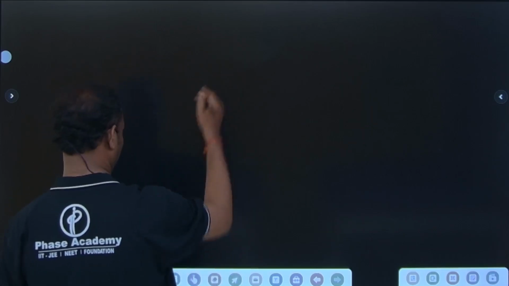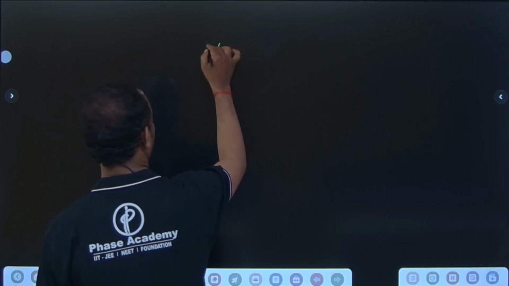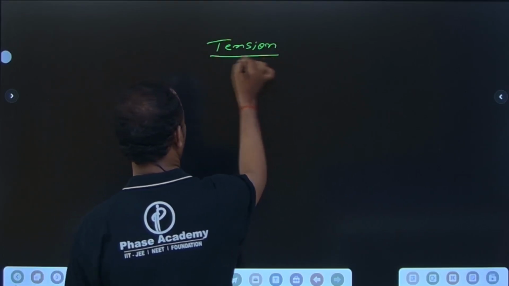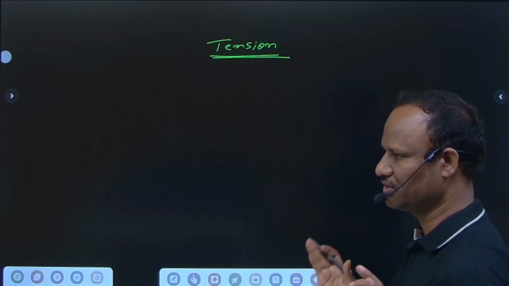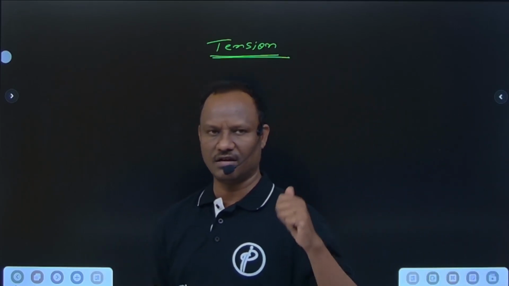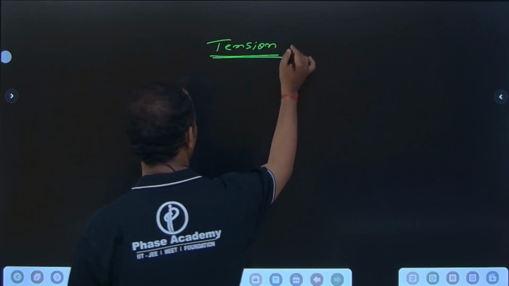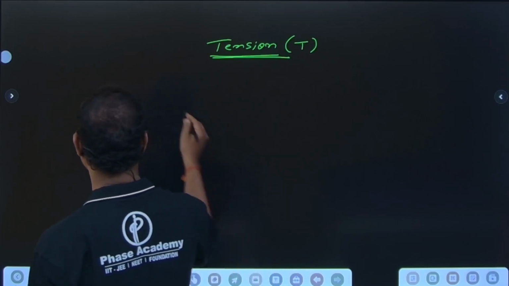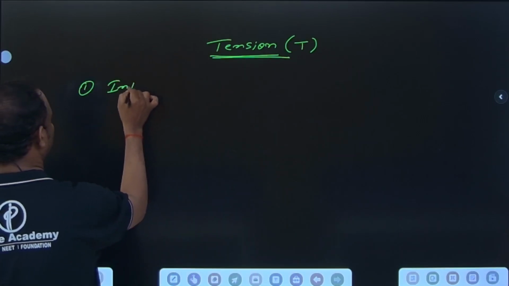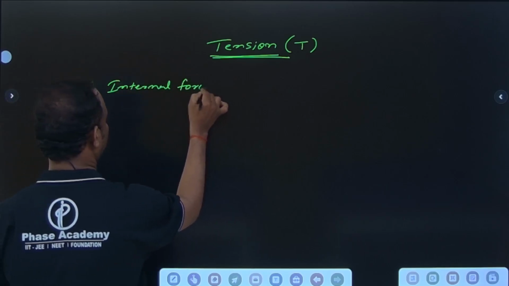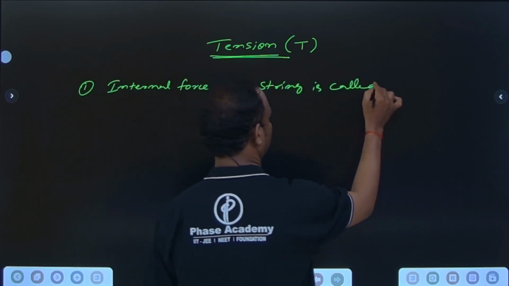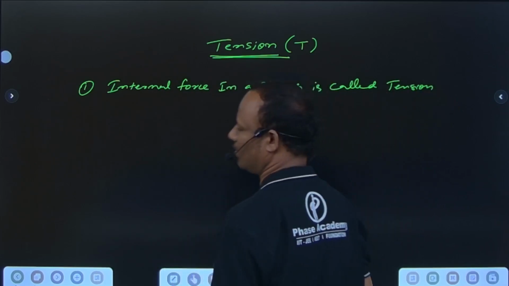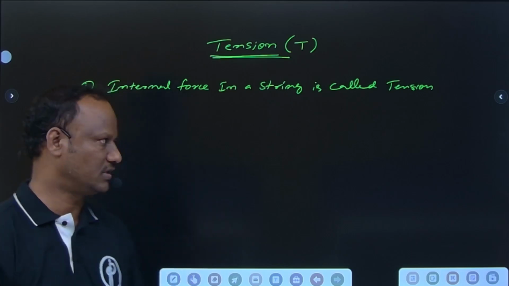Next, I'm talking about what tension is. Tension is an internal force in the string. Tension doesn't change the position of any body. It always acts away from the mass. So tension is T. I can say it is an internal force, an internal force in a string. Inside the string it is called tension, or tensional force.